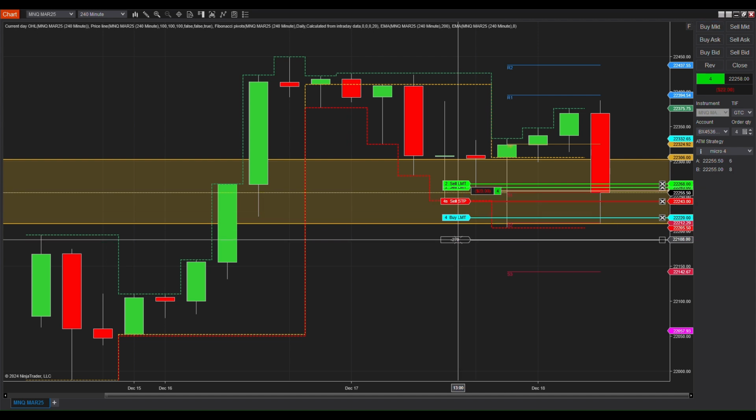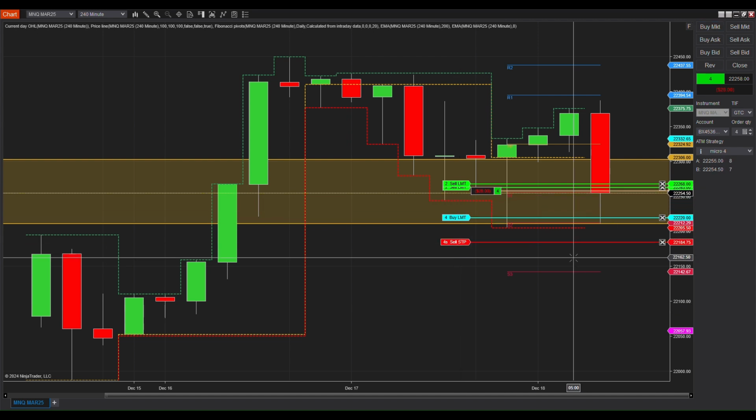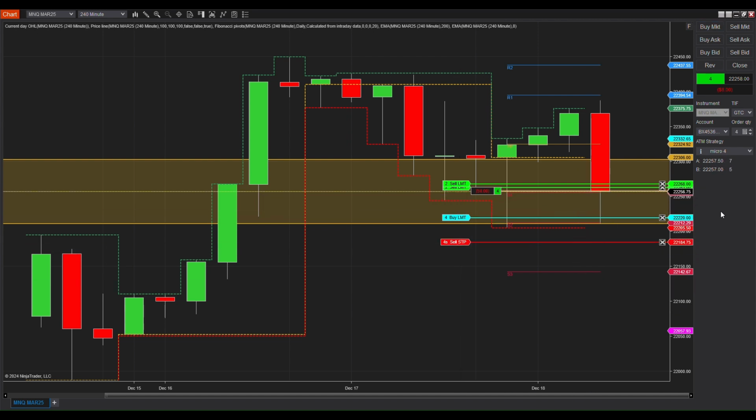Order filled. I'll take a few scalps. The good thing about micros is you can scale into these trades. Even if I move my stop down here, I'm not worried about it because I can scale in. So right now I'm just trading the range that we have. Target filled.